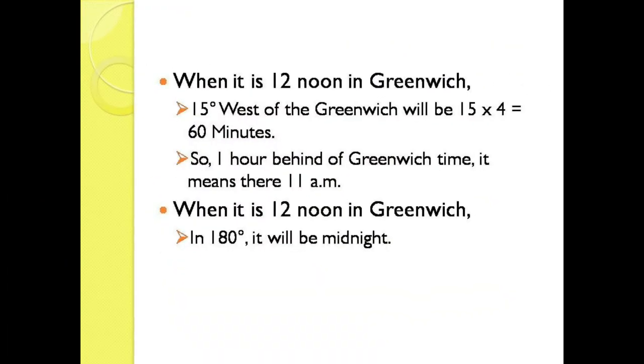When it is 12 noon in Greenwich, 15 degrees west of Greenwich will be 15 into 4 is equal to 60 minutes. So 1 hour behind Greenwich time. It means there it is 11 a.m. When it is 12 noon in Greenwich, at 180 degrees it will be midnight.